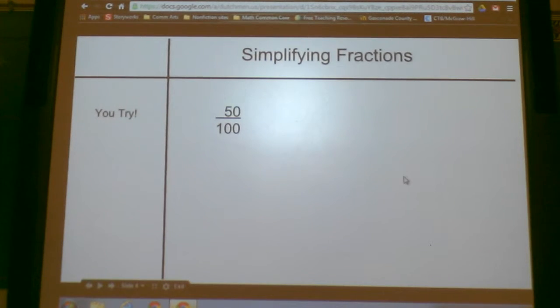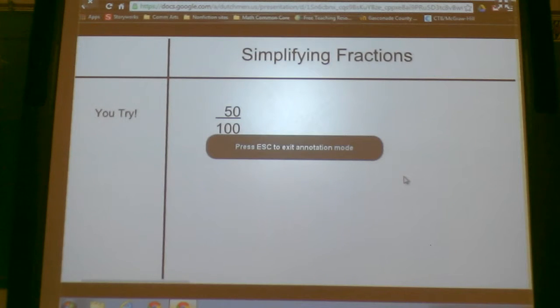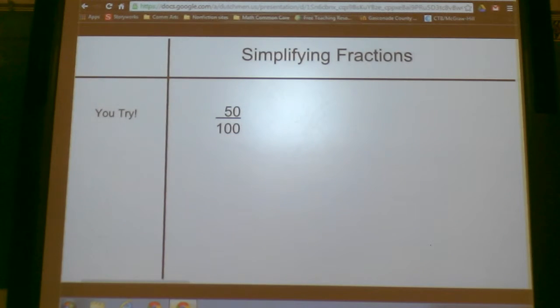So let's try one together. If we have 50/100, we would first need to find our GCF. So we come over here, we factor out 50. What two numbers multiply to 50? Good. We can have 5 and 10 or 2 and 25. I'm going to go 5 and 10. Is either one of them prime?